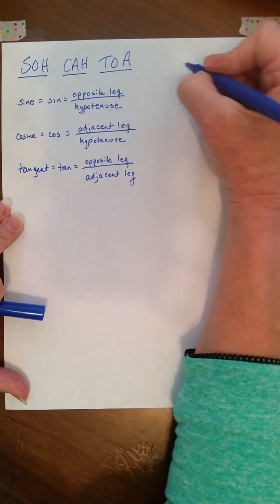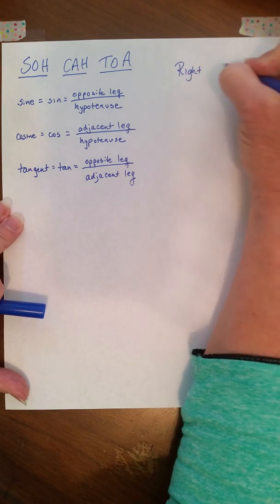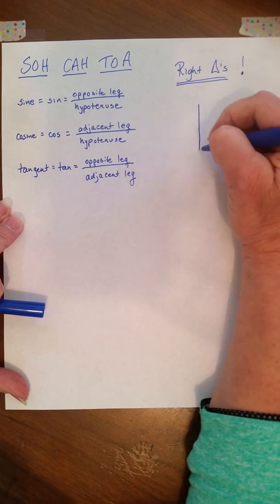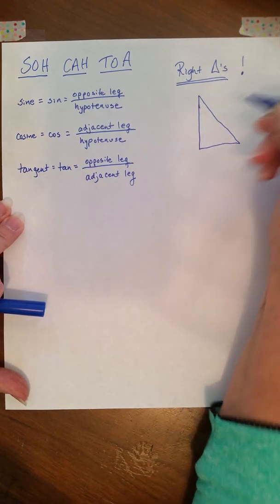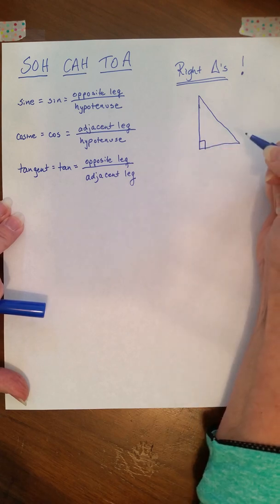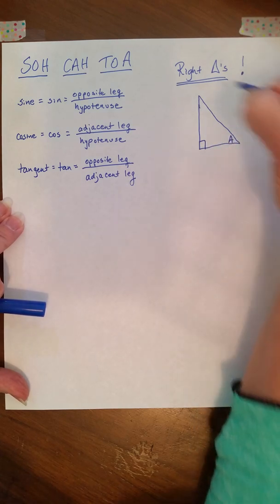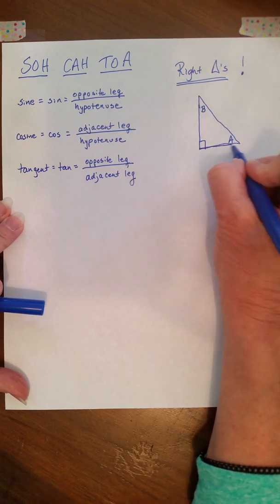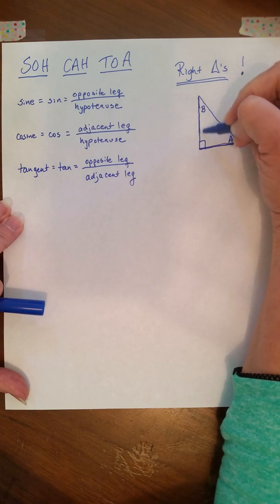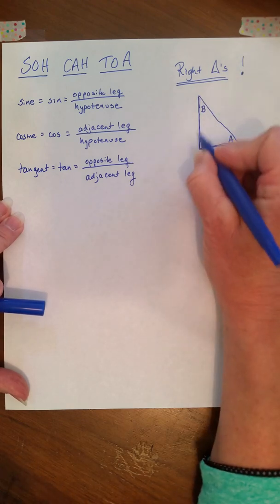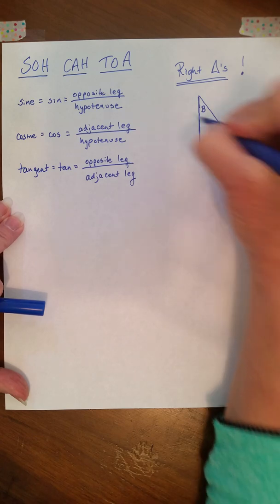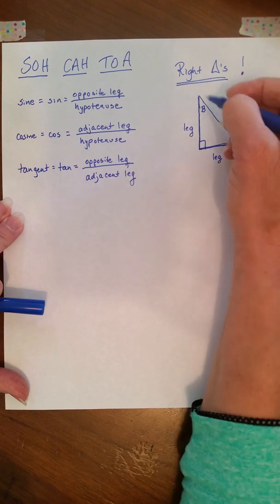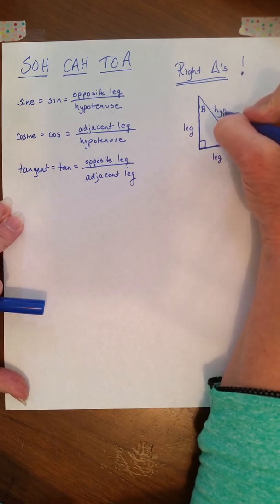Okay, now SOH CAH TOA, we only apply that when we're talking about right triangles. So if I have a right triangle like this, and this is my right angle right there, and let's say this is angle A and this is angle B, okay, then these two sides of the right triangle form the right angle. So this is a leg and this is a leg. This, opposite the right angle, the longest side, remember, is always the hypotenuse.